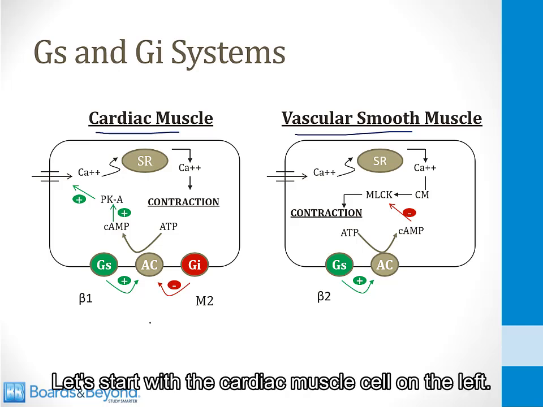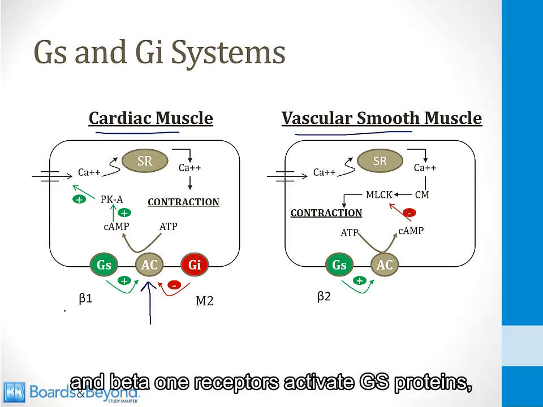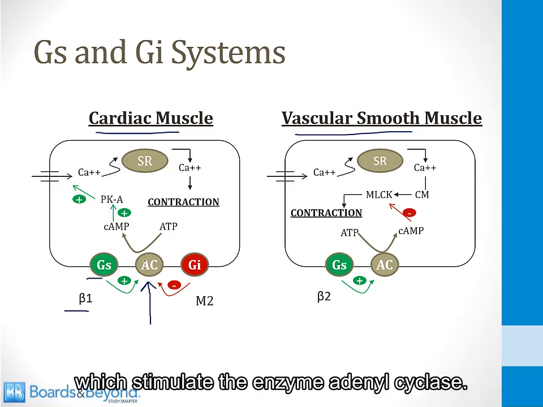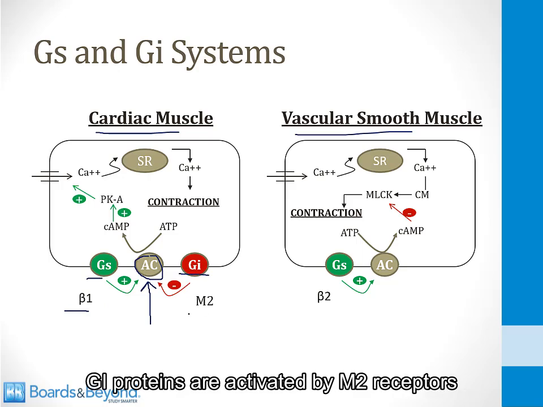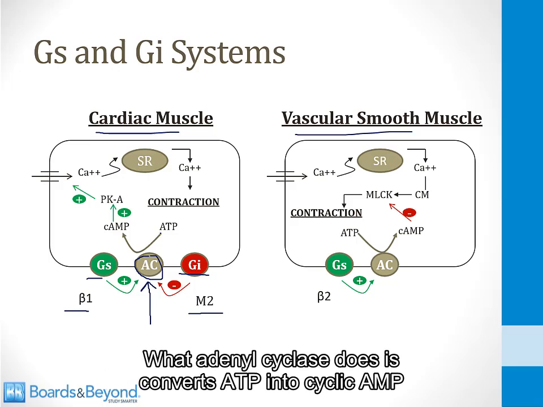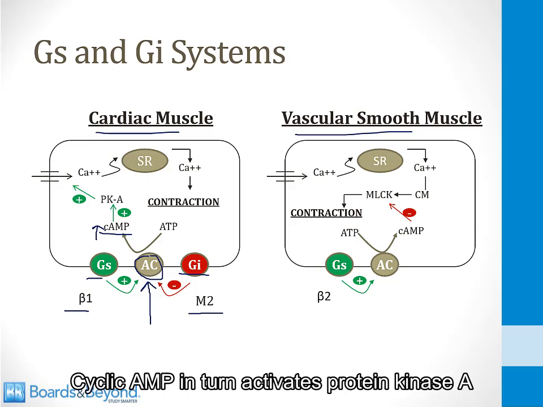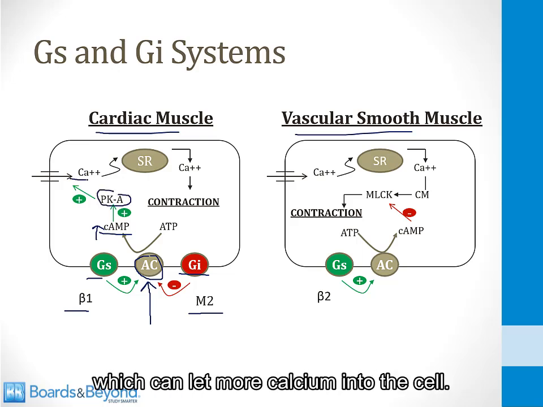Let's start with the cardiac muscle cell on the left. This is the enzyme adenylyl cyclase, and beta-1 receptors activate Gs proteins, which stimulate the enzyme adenylyl cyclase. Gi proteins are activated by M2 receptors, and they inhibit the enzyme. What adenylyl cyclase does is convert ATP into cyclic AMP to raise the level of cyclic AMP. Cyclic AMP in turn activates protein kinase A, which can let more calcium into the cell.